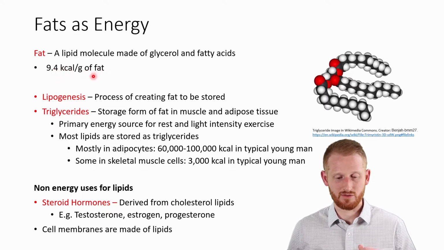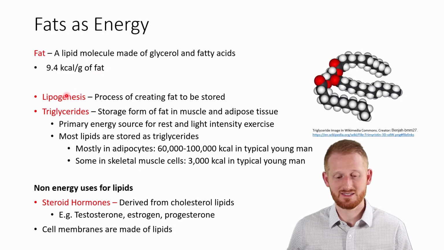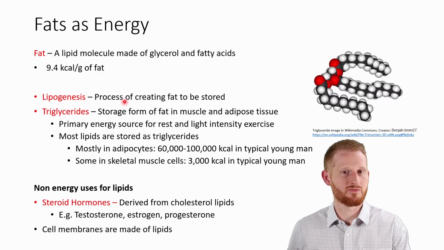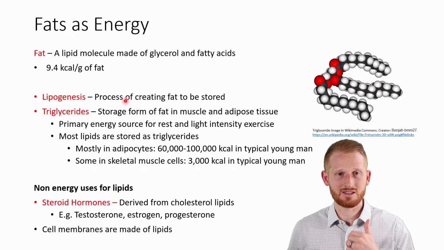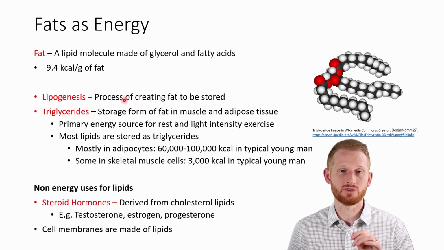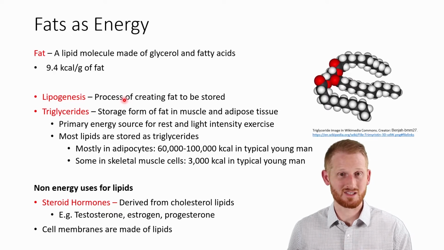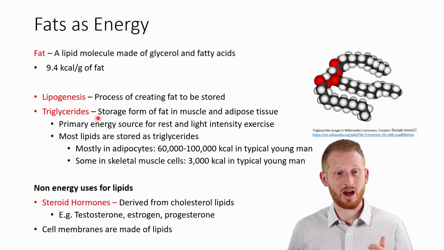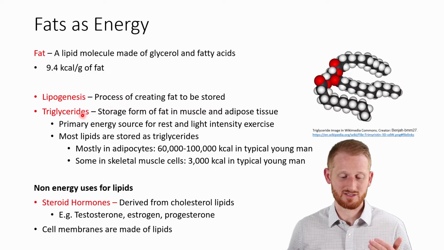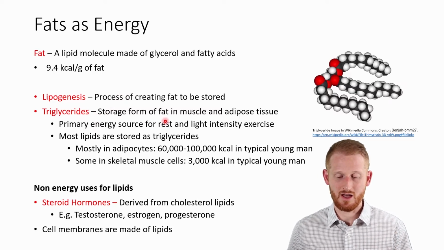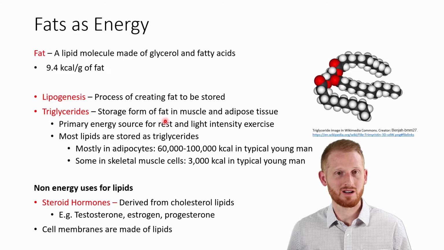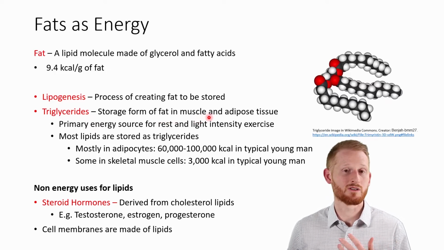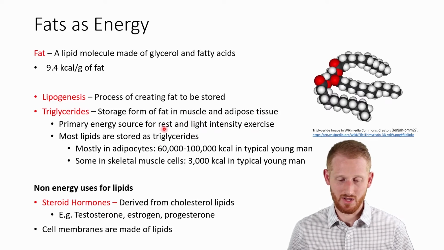The process of creating fat is called lipogenesis, and we can do that from various different sources. So proteins, carbohydrates, and fat consumption can all lead to lipogenesis. So overconsumption of any of that does lead to fat production. Our body's primary way of storing fat is actually through triglycerides. So most of the fat in our body is triglycerides. Our primary places where we store it are going to be our muscle and adipose tissue, which is what's listed down here.